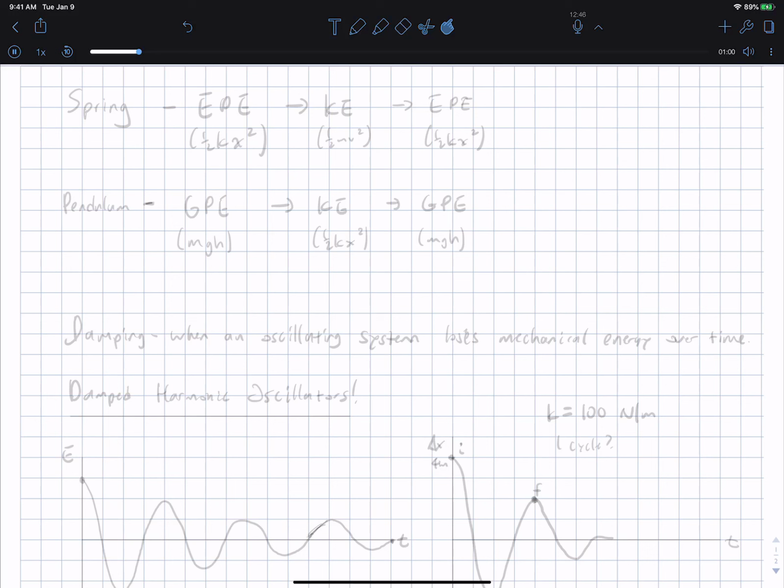So for a spring, we talked about each of these harmonic oscillators in terms of energy. For a spring system, if you stretch out an object on a spring, it starts with some kind of elastic potential energy, 1/2 kx squared. And then as you let go, that elastic potential energy becomes kinetic energy, or 1/2 mv squared, and then back to elastic potential energy at the other amplitude.